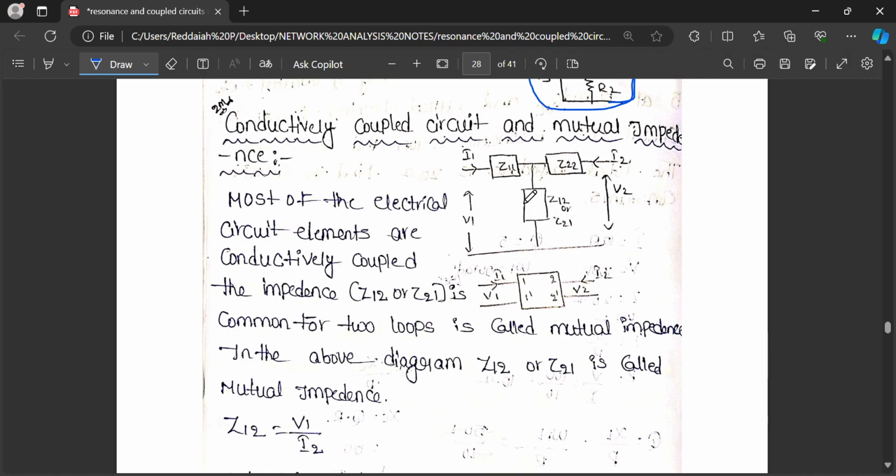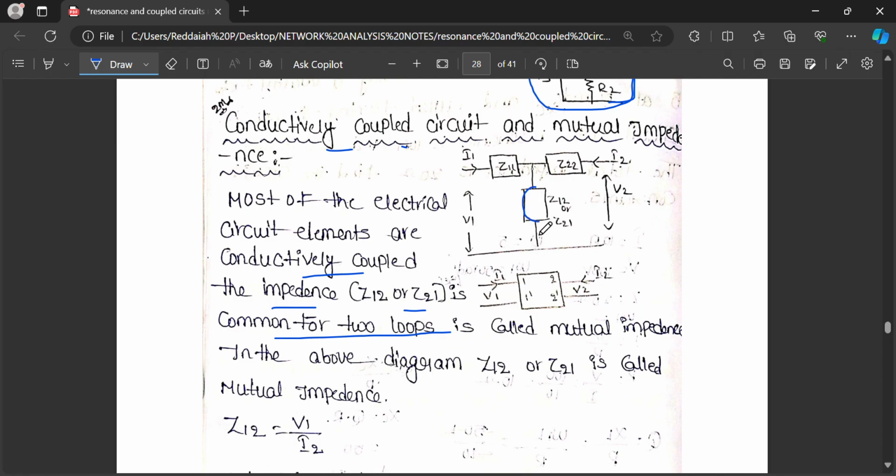In unit 4, two-port networks, and unit 5, impedances we have seen. Conductively coupled circuit and mutual impedance we will see now. Most of the electrical circuit elements are conductively coupled. The impedances Z12 and Z21 are common for both loops.